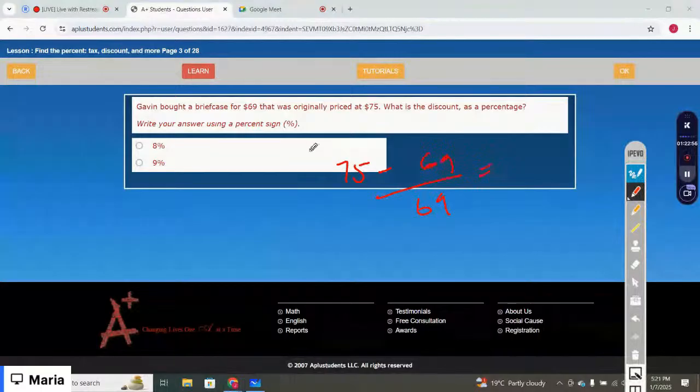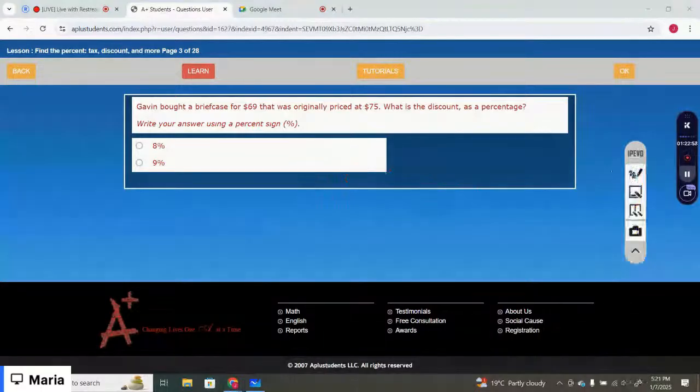That is 8%. Option number 1 is the correct option.